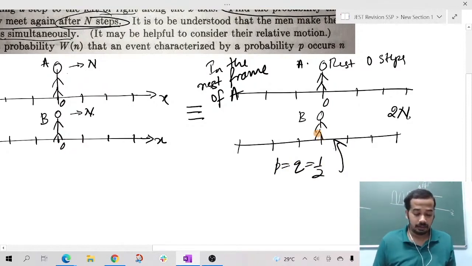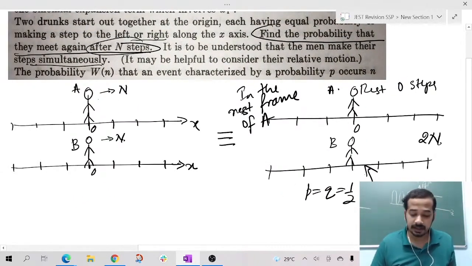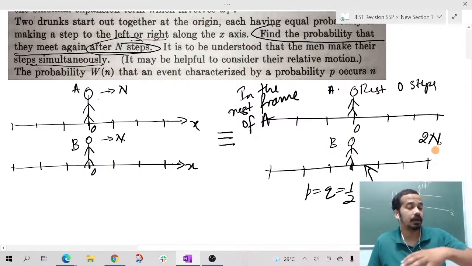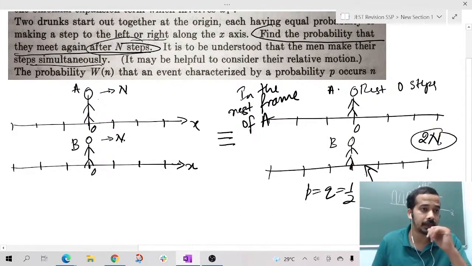Now again, find the probability that they meet again. That is equal to the probability that he comes back to the origin. When he comes back to the origin, that means they meet again. Am I right? Are you getting my point? What is the probability that this person B, who has done a total of 2n steps, comes back to the origin? Look at here, 2n is always even. Am I right? Are you getting my point?